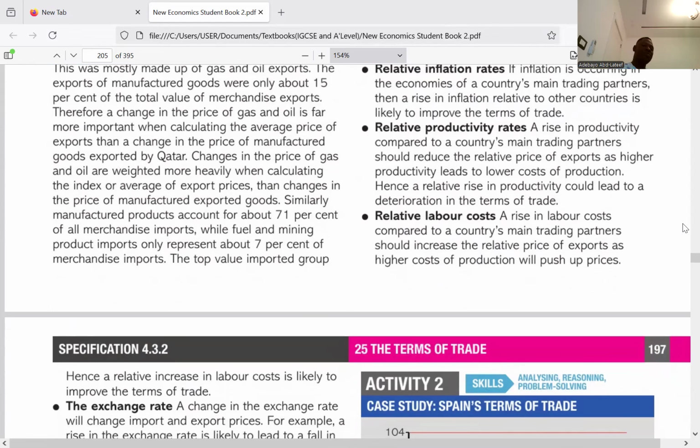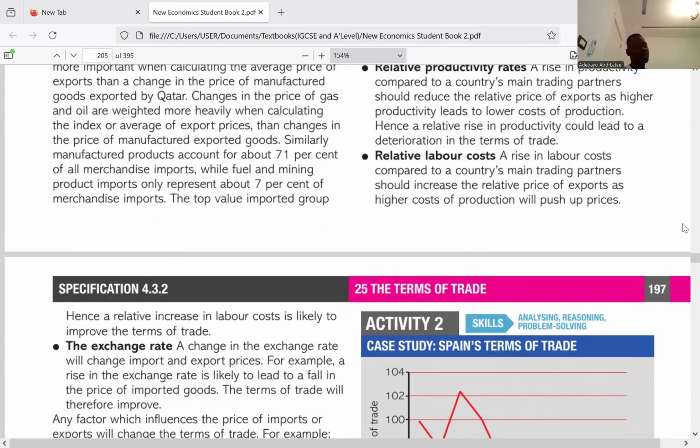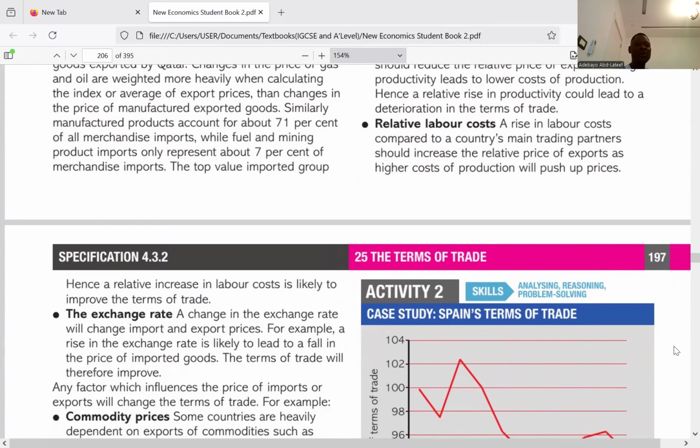The third one, relative labor cost. A rise in labor cost compared to a country's main trading partners should increase the relative price of exports, as higher cost of production will push up prices. Hence, a relative increase in labor cost is likely to improve the terms of trade. So a rise in labor cost will increase the prices of exportation. And because the price of exportation increases, it means you have to pay more to your trading partners, and that would improve their own terms of trade. Are you getting it?